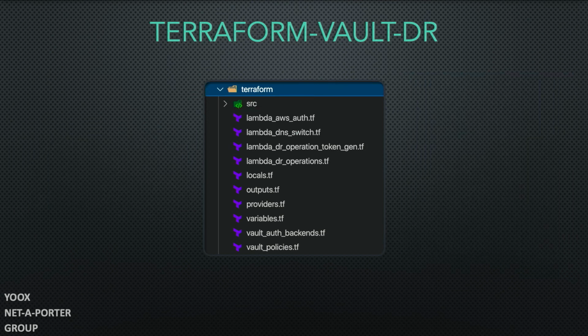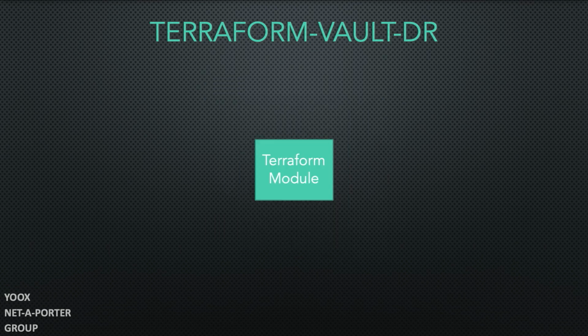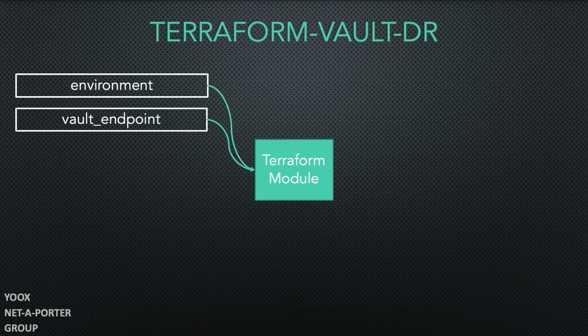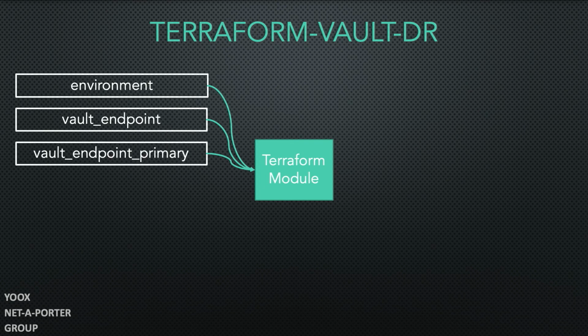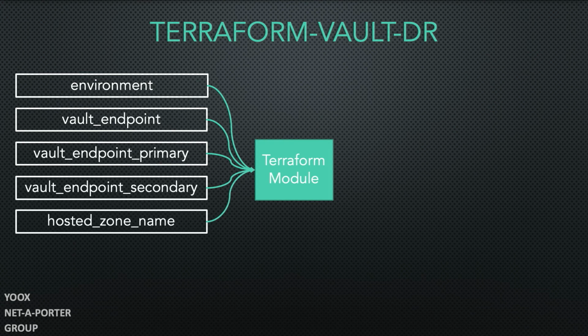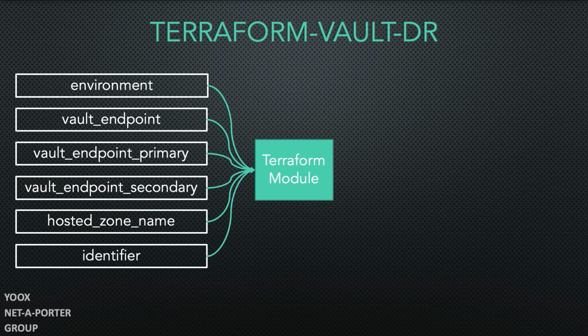So if we go back to our Terraform resources, we can inspect our module. Let's see first of all the inputs of our Terraform module, which are the environment, the vault endpoint, the endpoint of the primary, the endpoint of the secondary cluster, then the hosted zone name, and then the identifier.